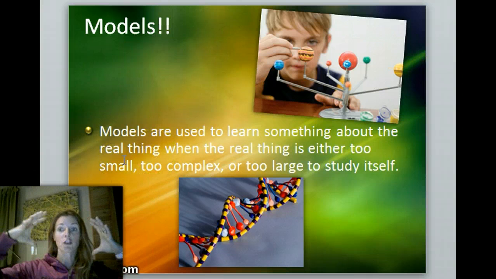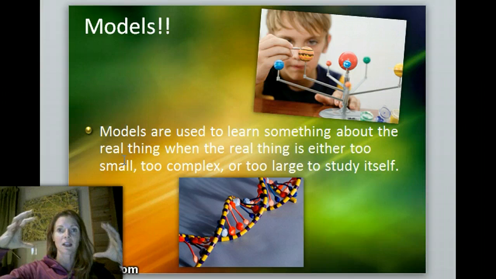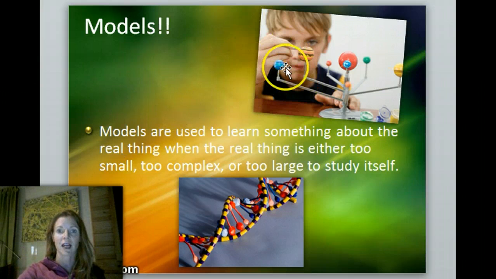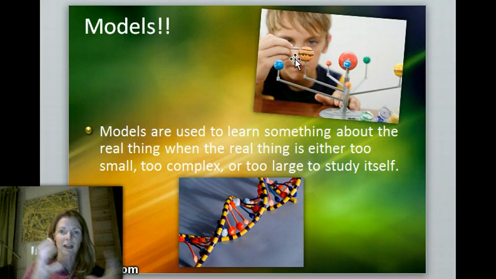If the thing is so big that you can't study it, we scale it down. So just like this guy painting this model of the solar system. We're scaling that solar system down so we can actually see the sizes. We can compare the sizes, we can compare the distances, and so forth, okay?